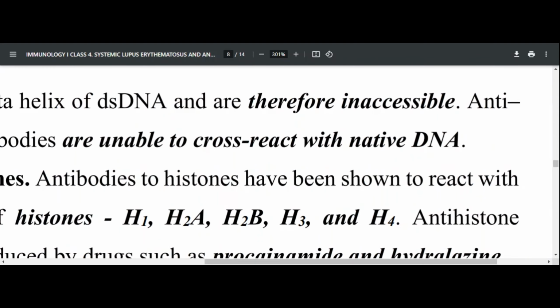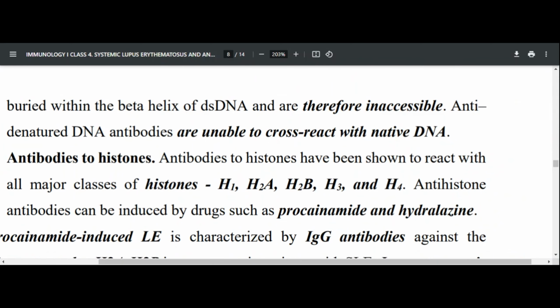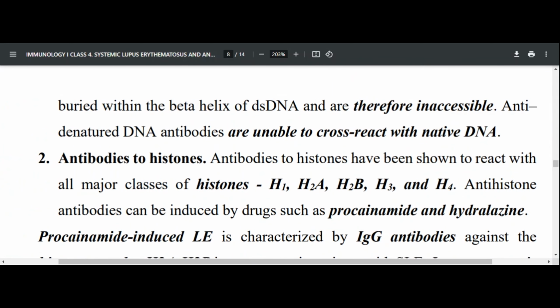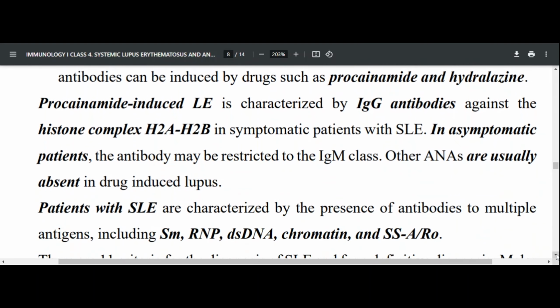So antibodies to histones are also very many there. Antibodies to histones are those antibodies, of course, that react with the histone proteins, histone 1 to histone 4. And those antihistone antibodies, as you remember, are also associated with the drug-induced type of lupus. So, for example, procainamide and also hydralazine. These are the drugs that can induce antihistone antibodies.